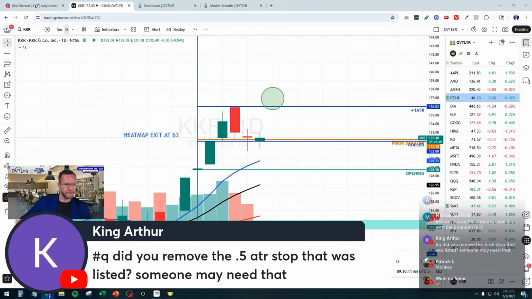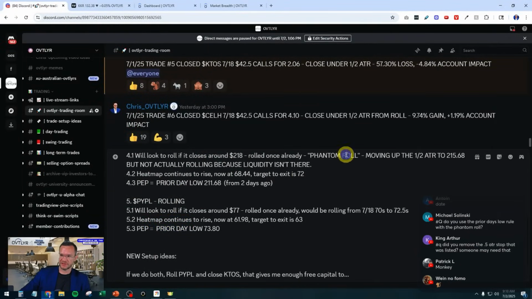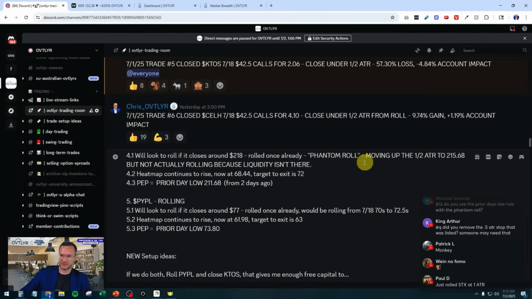King Arthur, did you remove the half ATR stop that was listed? Someone may need that. I don't think I did. Heatmap. No, the planned exit point is still there. I'm just adding the phantom roll information.